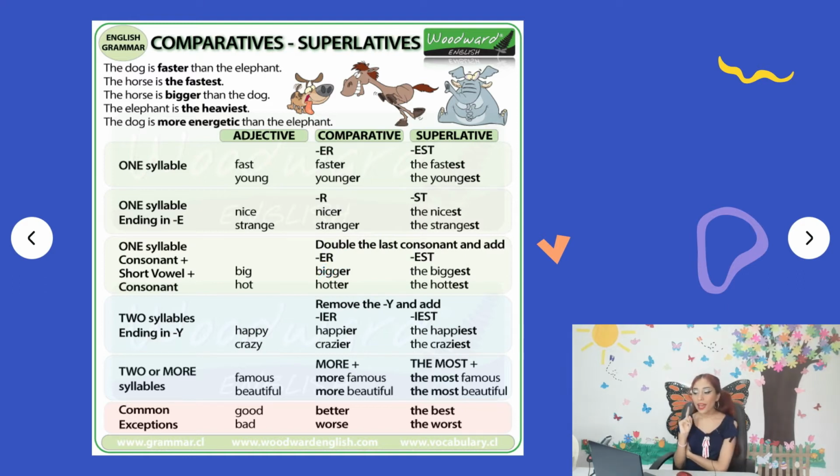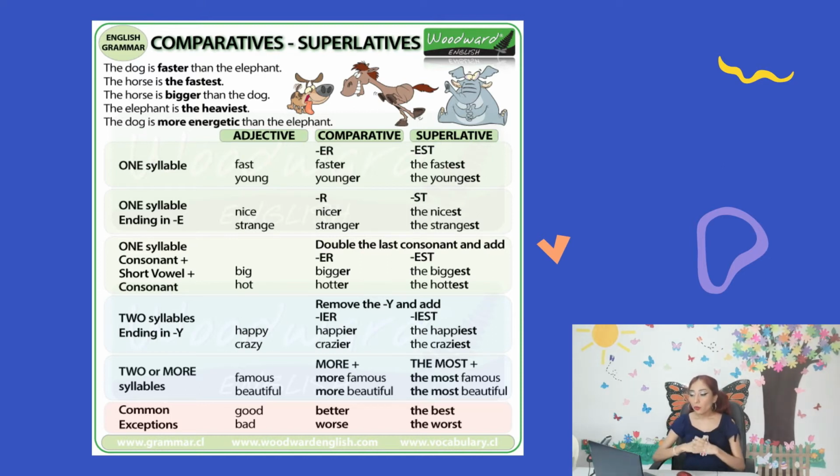Now, we have a one-syllable adjective, super short, like big and hot, but they finish in a consonant and a vowel. From back to front, we have big: consonant G, vowel I. Hot: consonant T, vowel O. Okay, so what do we do with these ones? We need to double the last consonant and add ER or EST depending on whether it's comparative or superlative.